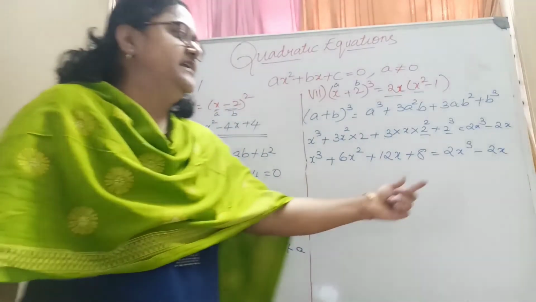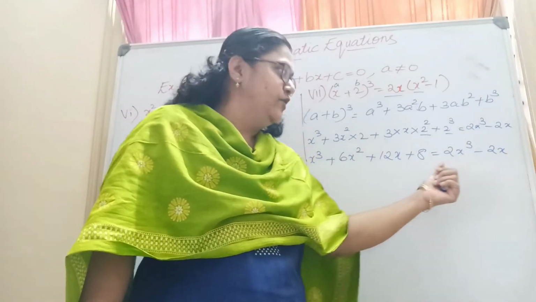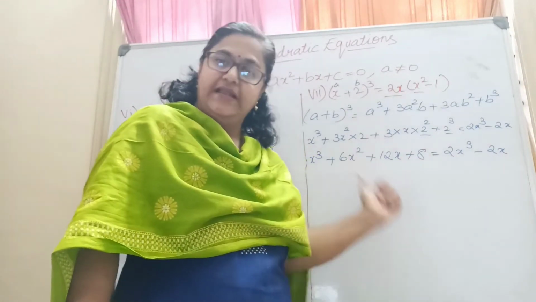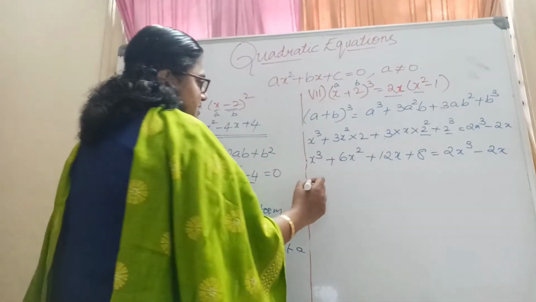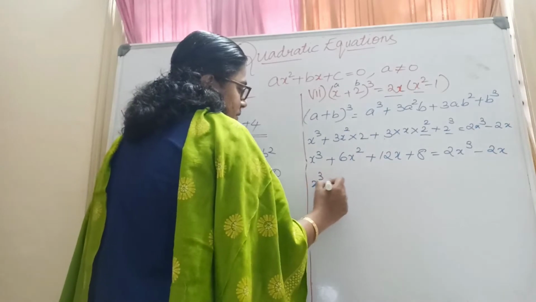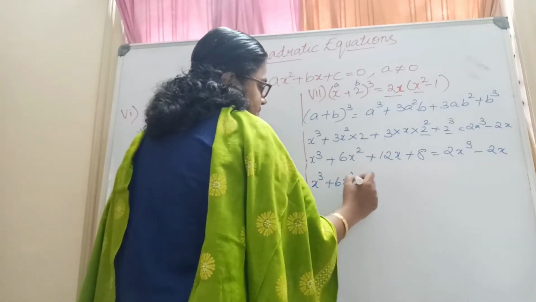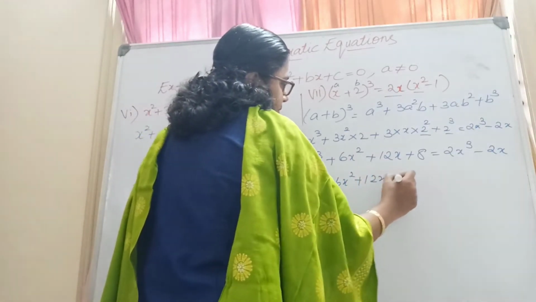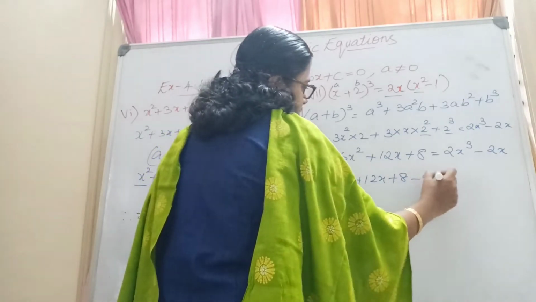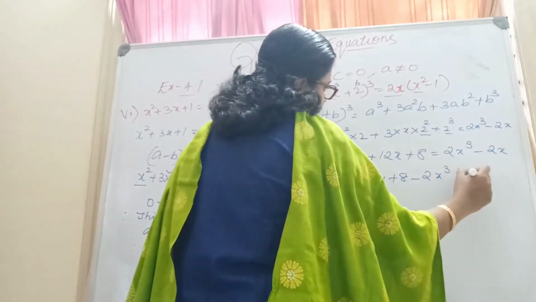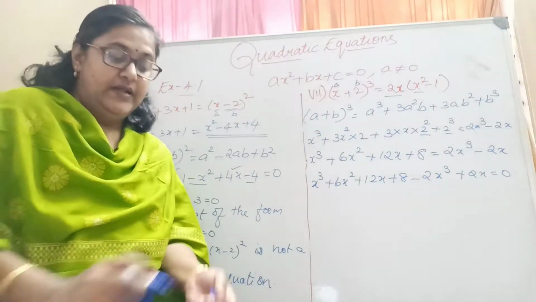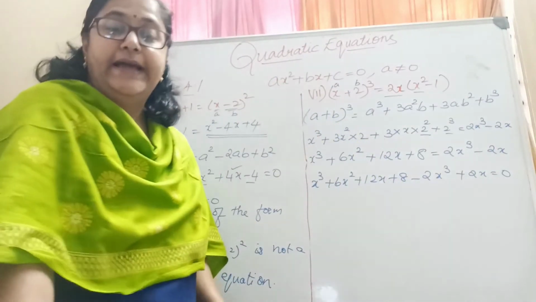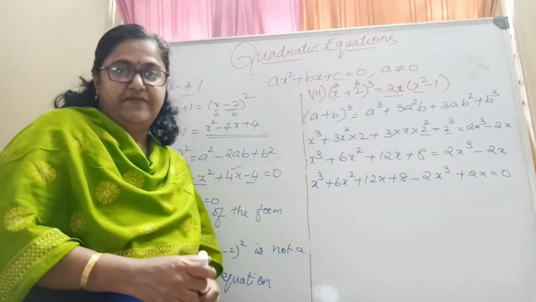Now bring these two terms which is on the right hand side of equal to the left hand side. So when you do that, the sign will change. Each term sign will change. So x cube plus 6x square plus 12x plus 8 minus 2x cube plus 2x is equal to 0. Okay. Now let us identify the like terms and simplify further.